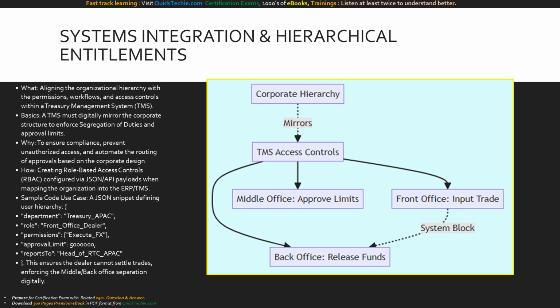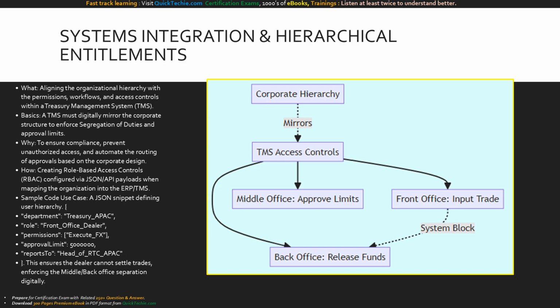This diagram illustrates the concept of maker-checker controls hard-coded into Treasury architecture. The corporate hierarchy on the left acts as the blueprint for the TMS access controls. The workflow strictly forces a front office maker to input a trade. The system then automatically routes it to the middle office checker to verify limits. Finally, it moves to the back office settler to release the funds.